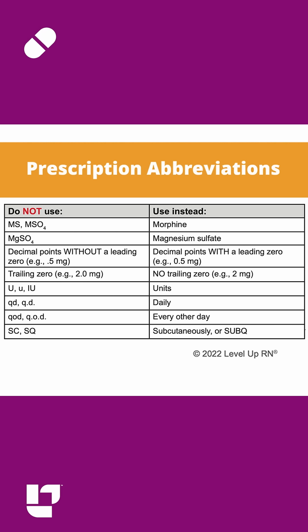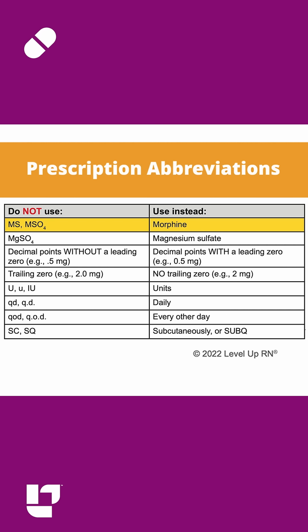The prescription abbreviations shown on the left side of the table should not be used because they are error prone. So instead, you should use what is shown here on the right side of the table. There are other error-prone abbreviations out there, but these really represent the most common ones that you will see asked about on a nursing school exam.